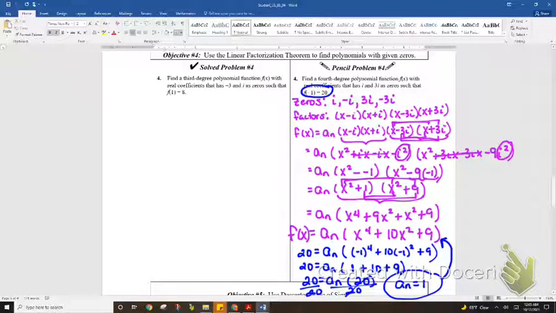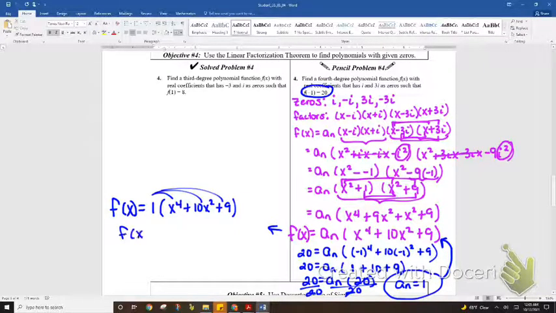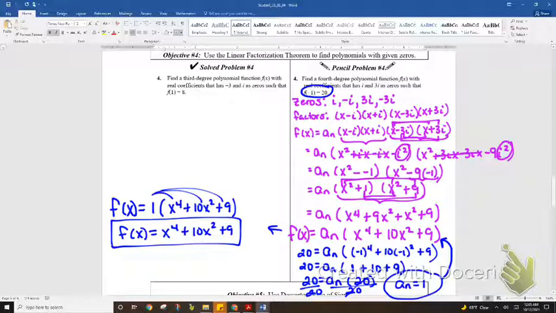So I'm going to come over to the side here. So we got f of x equals 1 times x to the 4th plus 10x squared plus 9. Distribute your a sub n. And so f of x is equal to x to the 4th plus 10x squared plus 9. And there's our polynomial. It has i and 3i as zeros, and f of negative 1 is equal to 20.